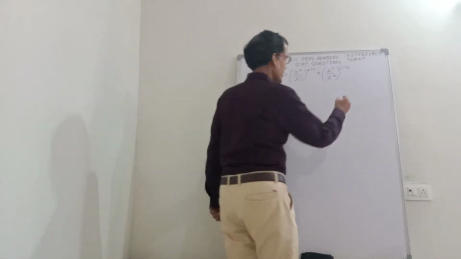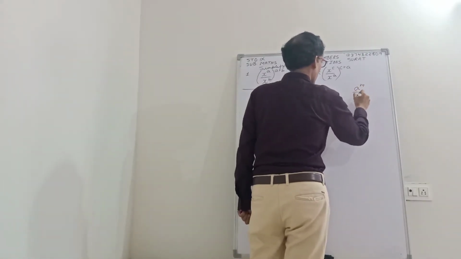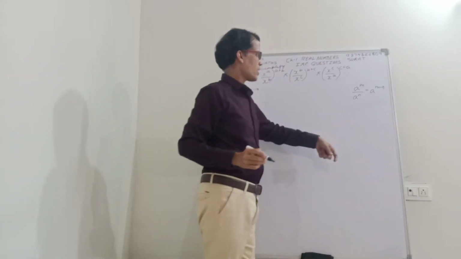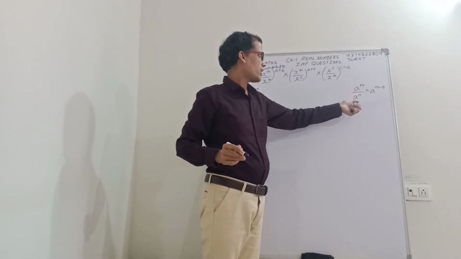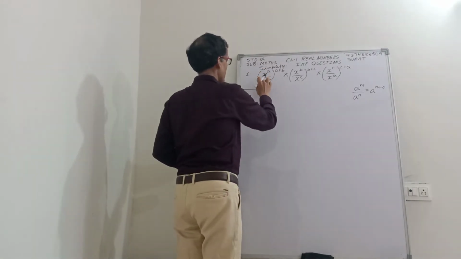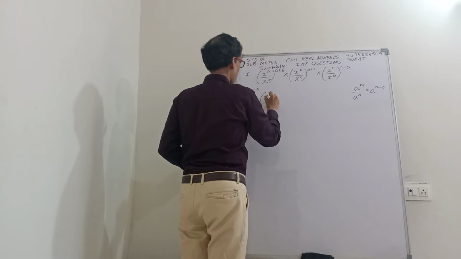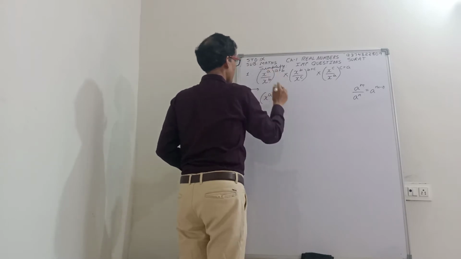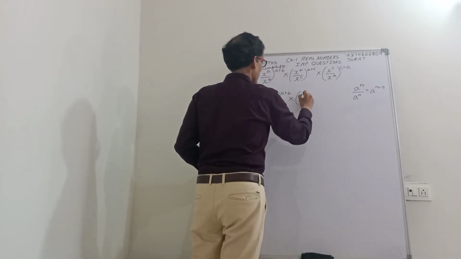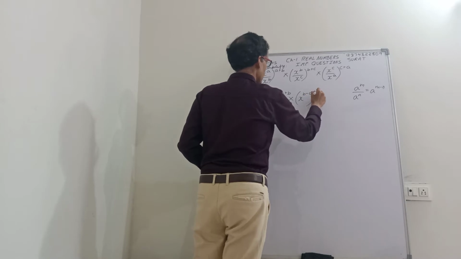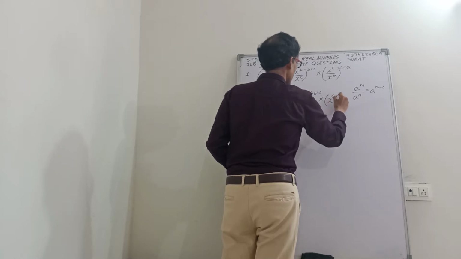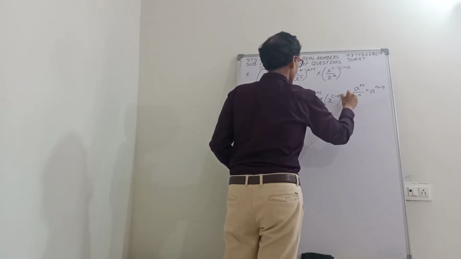So now see in this sum, here as you know the identity a power m upon a power n is equal to a power m minus n. When the base is same and power is different and we have to divide, then we have to subtract the power. So in this, the base is same, so we can write x power a minus b. Here also we can write x power b minus c, and here x power c minus a.